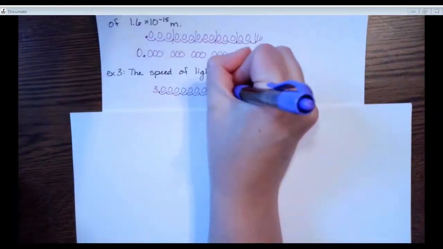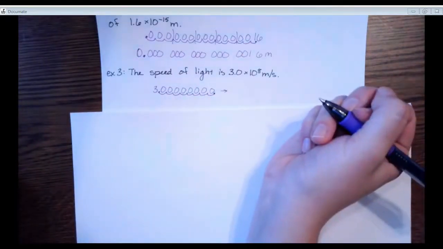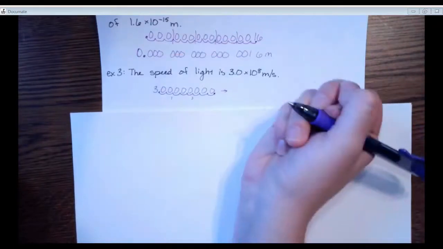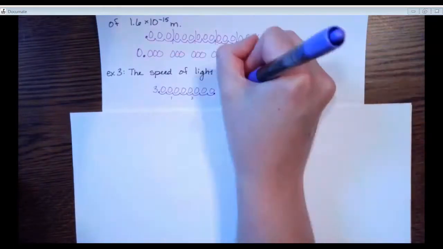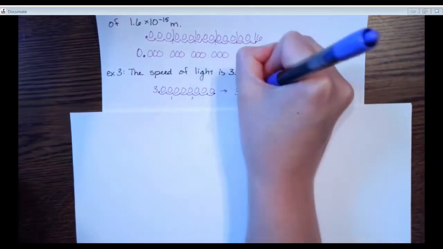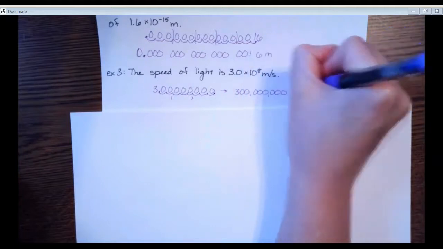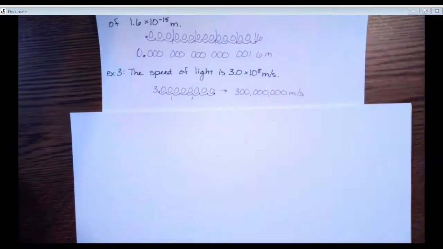So if I were to rewrite this so it looks nice, neat, and pretty, remember we need to use commas between the zeros for those big numbers. So we have 300 million meters per second. Okay, so that's the next one.